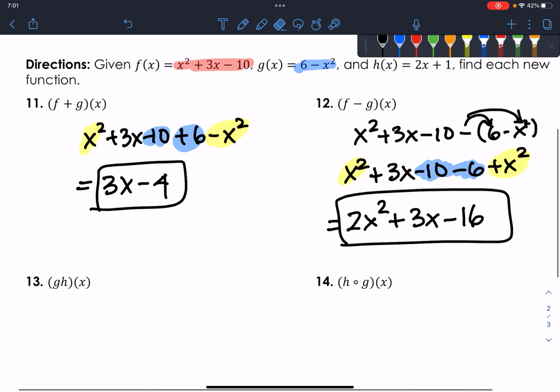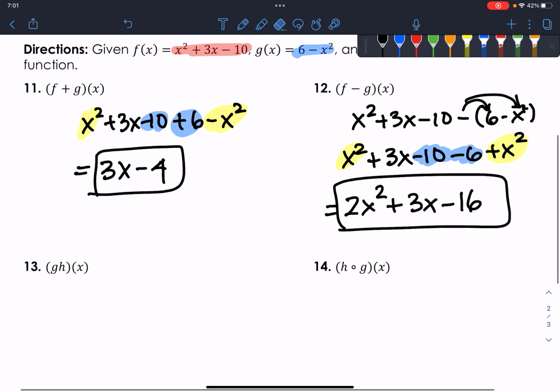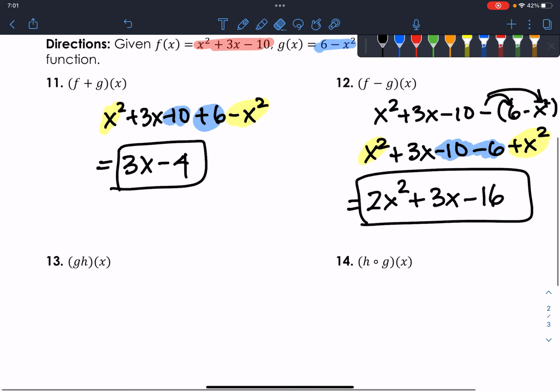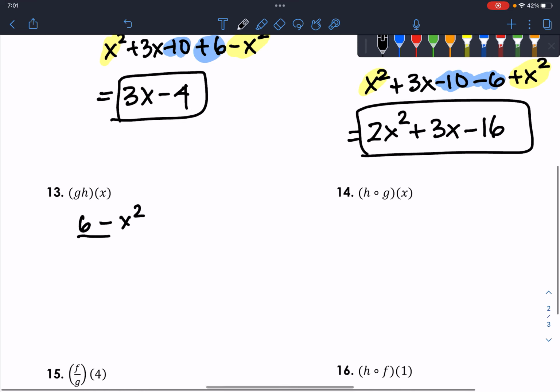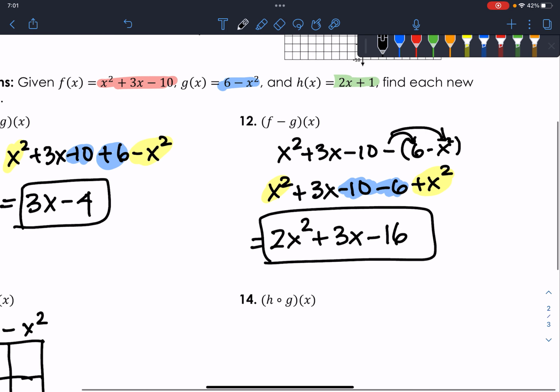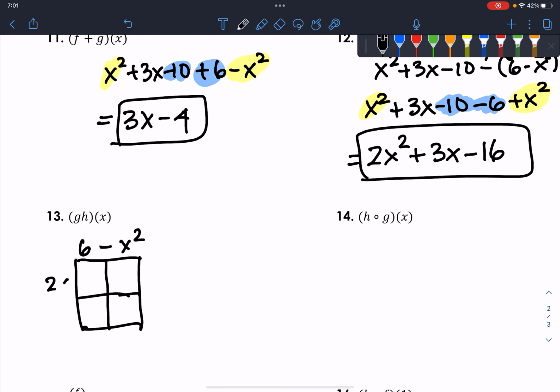Now number 13, that's multiplying g and h. So let me highlight h. So we're going to multiply those two there. So g, which is 6 minus x squared, is multiplied by, and again, you know how much I like doing this, using this geometry figure, 2x plus 1.